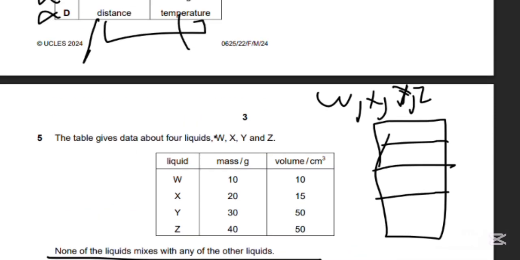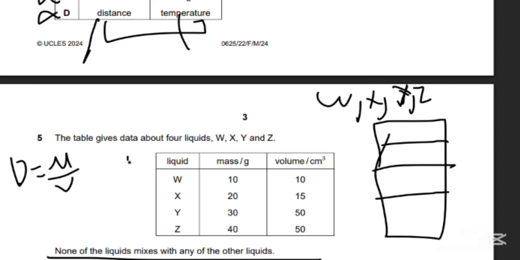Which statement is correct? Okay, so we know that if you want to find which is on top of the other, we need to find density, and we know that density is mass over volume, right? Need to know the formulas. So now we need to find density. So we can find density of liquid W. We do 10 divided by 10, which is 1. You can write grams per centimeter cube.